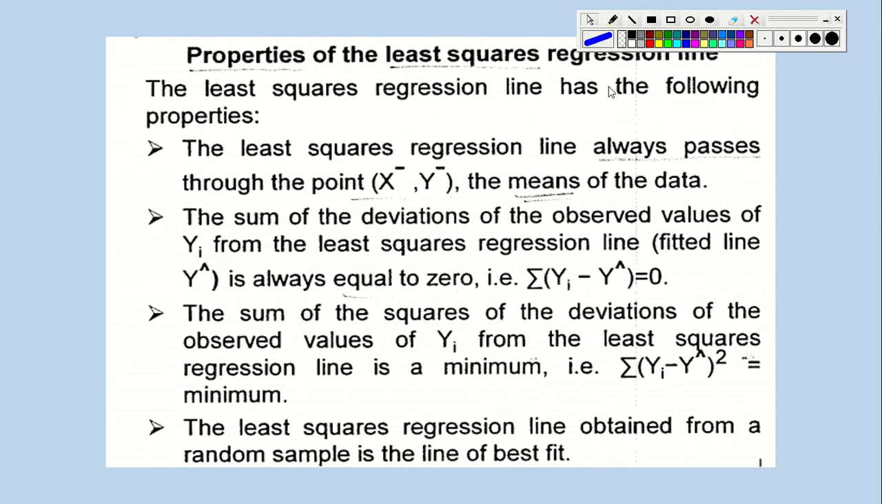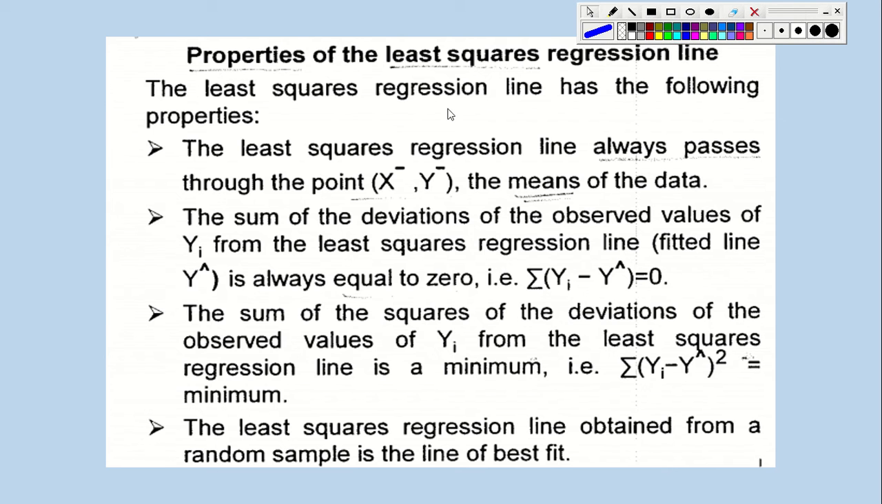Properties of least squares regression line. The least squares regression line has the following properties. The least squares regression line always passes through the point x bar, y bar, यानी mean value of x and y, the mean of the data. The sum of the deviations of the observed values of yi from the least squares regression line, the fitted line y hat, is always equal to 0.